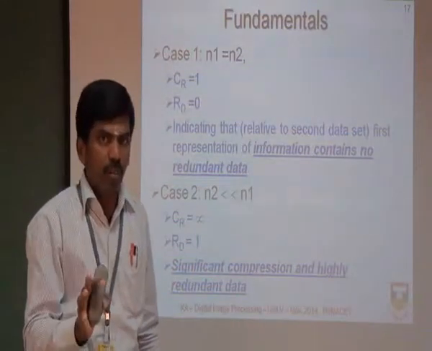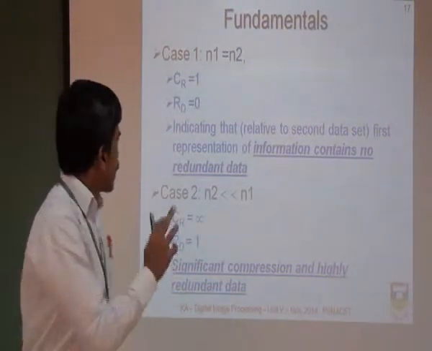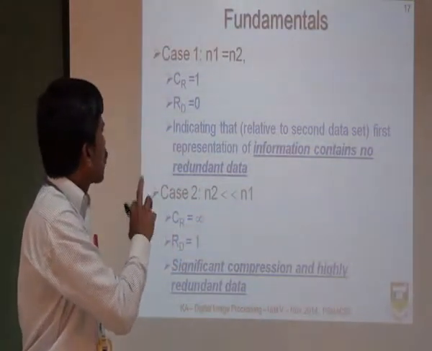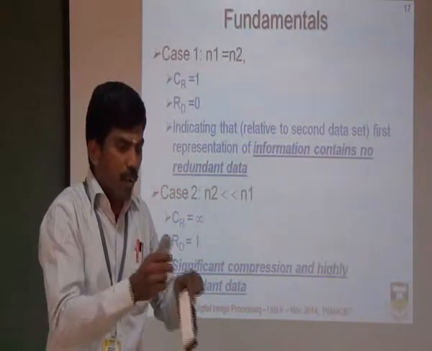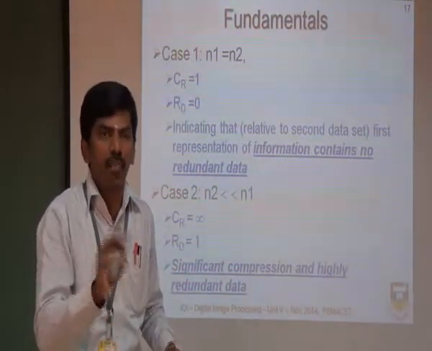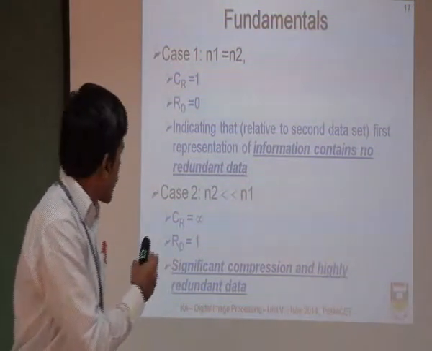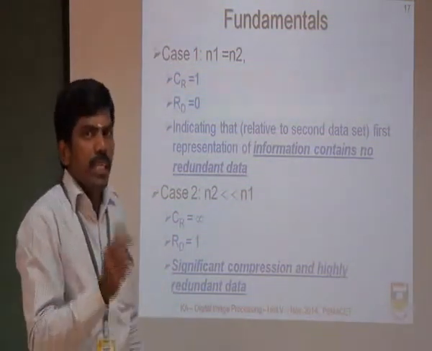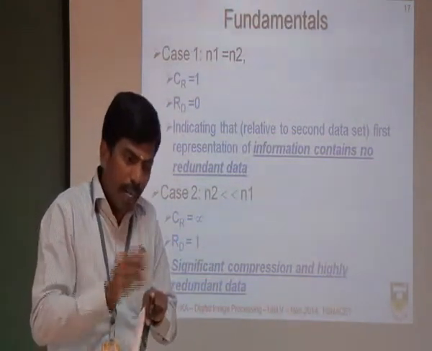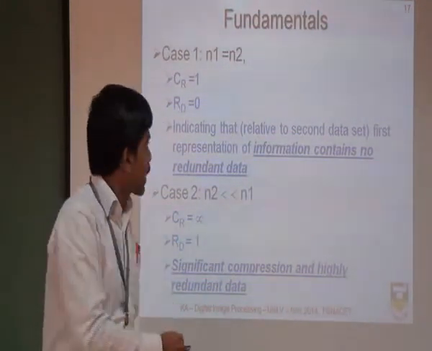What do we infer when RD is 0? It indicates that, relative to the second data set, the first representation contains no redundancy. That is, there is no same information between N1 and N2. In the second case, RD is 1, meaning there is a significant redundancy between the data.